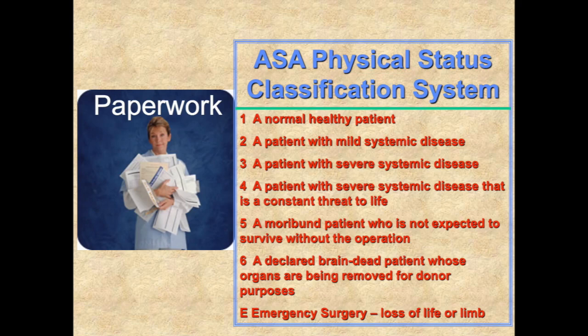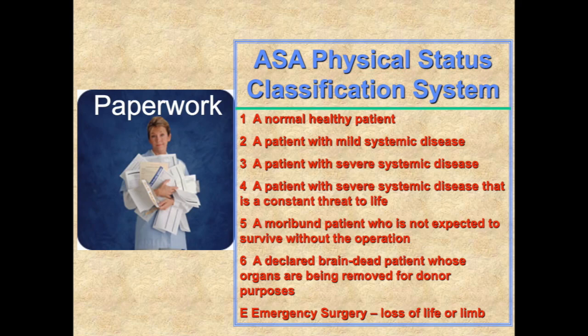Two is a patient with mild systemic disease. So, this can be someone that, say, is missing part of their thyroid, or they might have low thyroid action and they're taking thyroid meds to keep them normal. Or it can be somebody with high blood pressure that's taking meds to bring them back to that homeostasis, that level where they normally live when they're healthy.